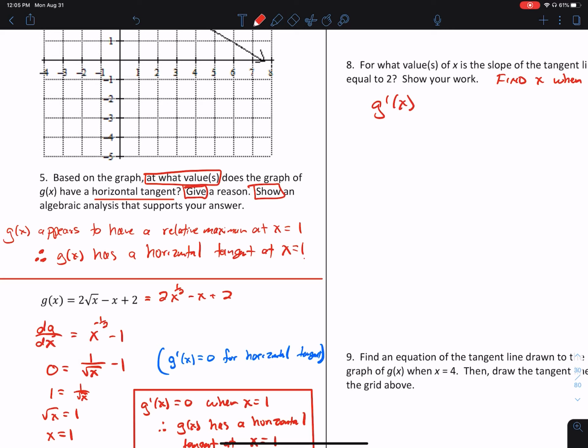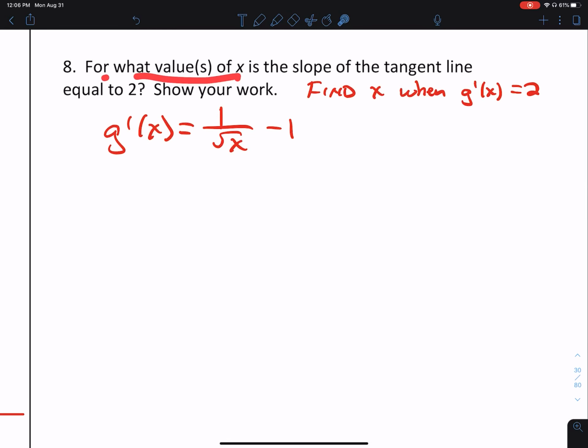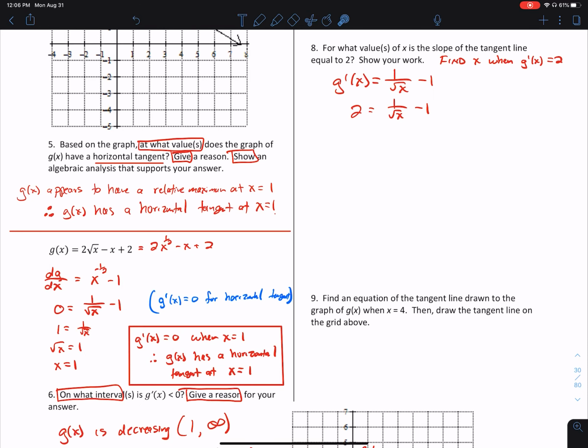So g prime of x is equal to 1 over the square root of x minus 1. For what values of x is the slope equal to 2? This represents slope, g prime. So I'm going to replace that with 2. Before I continue, at the risk of overstating this, for the previous question, we were supposed to find a horizontal tangent. We took the derivative, set it equal to 0, because horizontal lines have a slope of 0. Here, it just tells us that we want the slope to be 2. So we set the slope in for 2, just like we did 0 for the last one.